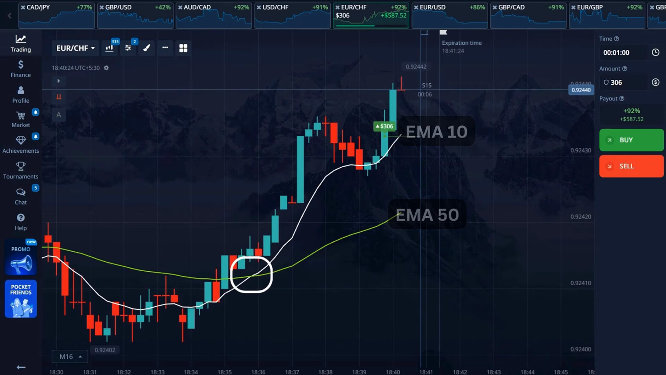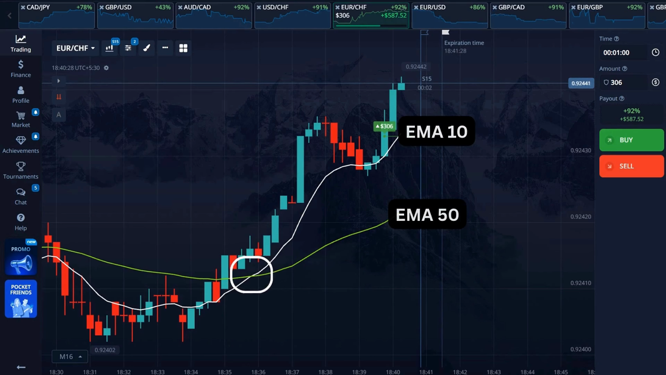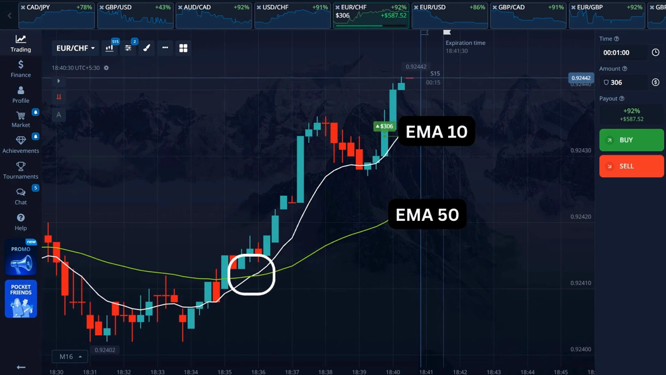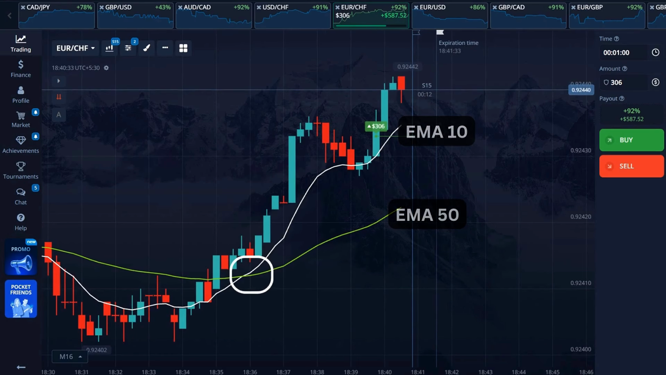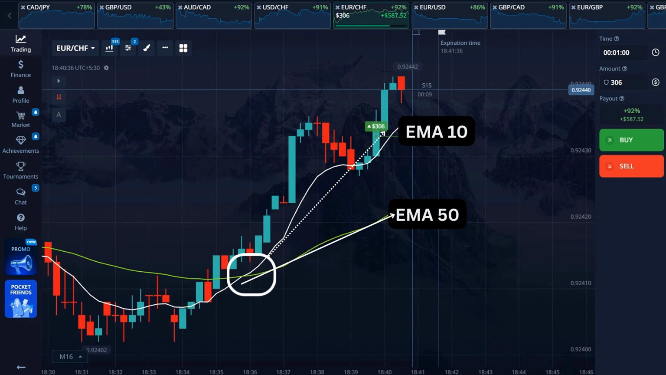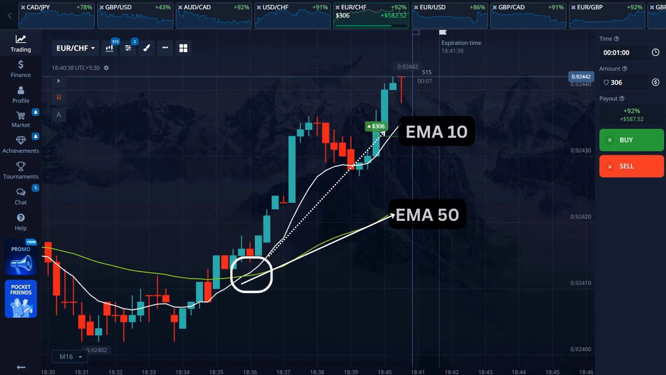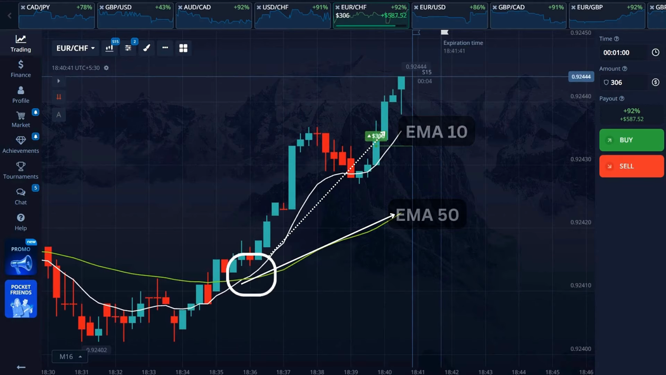Rule 1. Wait for EMA 10 and EMA 50 crossover. Do not enter instantly when the EMAs cross. The crossover only indicates that the trend might start, but it is not a confirmed entry. Rule 2. Identify the trend direction. If EMA 10 goes above EMA 50, look for buy setups. If EMA 10 goes below EMA 50, look for sell setups.